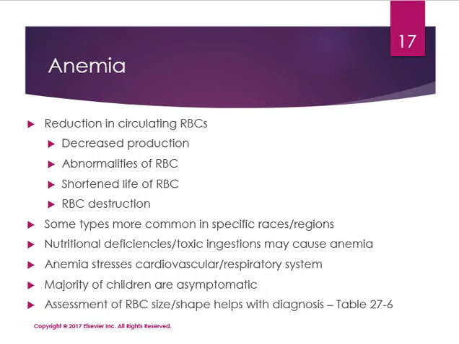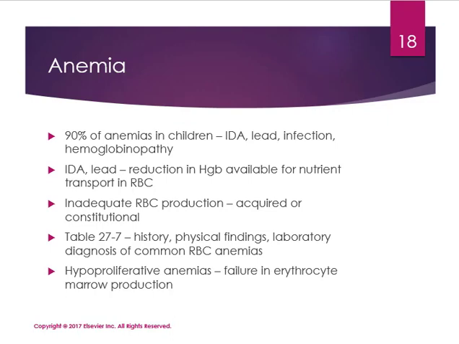There's an excellent table, 27-6, which talks about acute anemia in childhood and adolescence, that gives some more detail of how anemias are classified, whether they're microcytic, like iron deficiency, macrocytic, like B12 deficiency, normocytic, whether they're hemolytic, or if it's related to blood loss. So I encourage you to review that table 27-6. So 90% of anemias in children are iron deficient, lead-related, infection, or hemoglobinopathy.